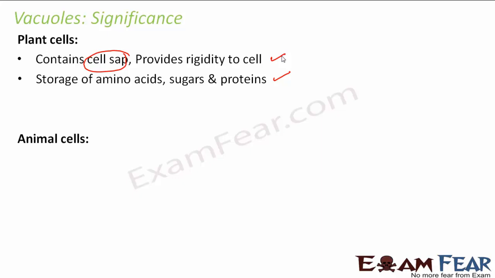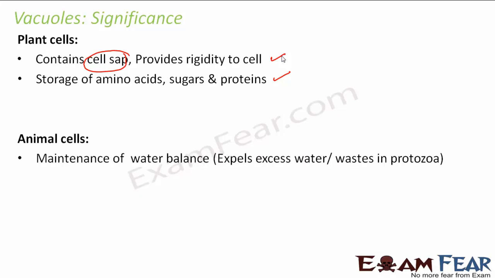Now, what is its purpose in animal cells? Maintenance of water balance. For example, expels excess water or wastes in protozoa. Now, the example which I took in the previous slide, right, the ciliate, that is a kind of protozoa. So in those cases, vacuoles maintain water balance. When there is too much water inside the cell, the vacuole expels out some water. Similarly, when there is shortage of water, it can store some water, right? So it helps to maintain the water balance.